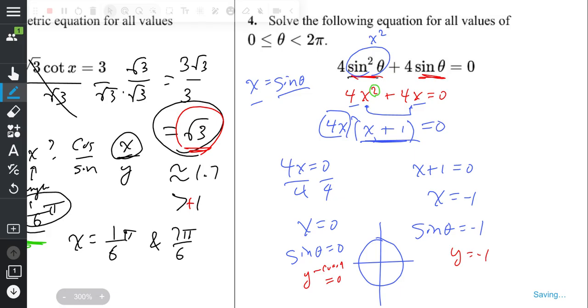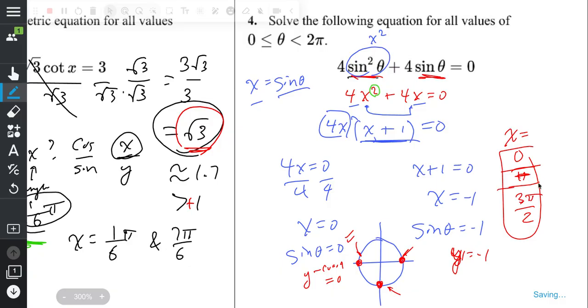Okay, so here, y is 0 right here, y is 0 right here. We took care of that. 2 answers to this. 1, 2. Where is the y coordinate -1? In other words, where is sine of theta -1? Only one place, right here. So we have 3 answers. 3 solutions. X equals 0, that's right there. Pi, that's right there. And 3 pi over 2, right there. 3 answers. 3 solutions.